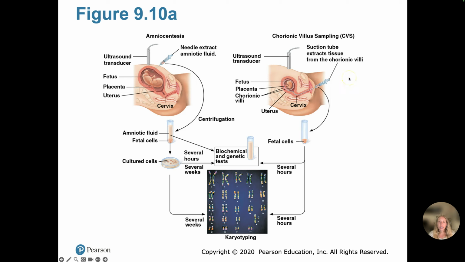In chorionic villus sampling, or CVS, a needle is inserted into the cervix to take some fluid from the placenta and the chorionic villi that connect the mom and the embryo. With those fetal cells, in several hours you can do biochemical and genetic tests on them, and you can also do a karyotype, versus several weeks from amniocentesis. So both of those are ways to sample a developing embryo to see if any genetic diseases or disorders are present. With karyotyping, you'd be able to see if they have the normal amount of chromosomes or if there are any abnormalities.